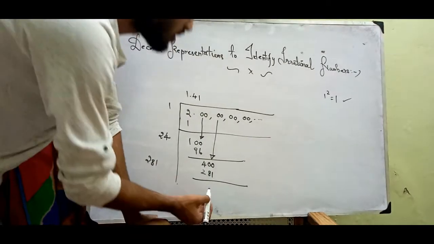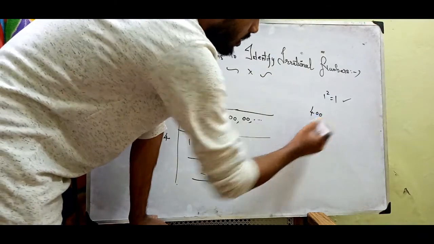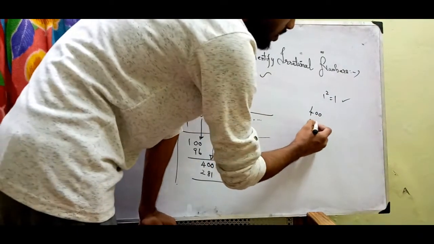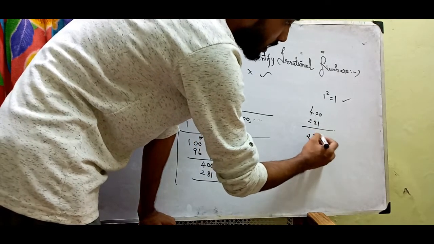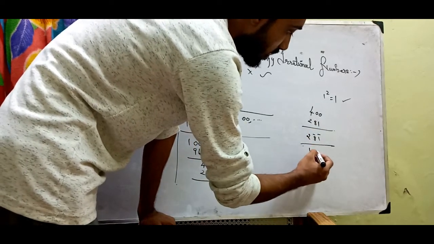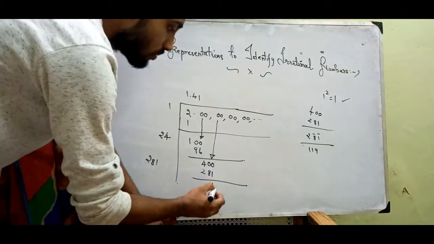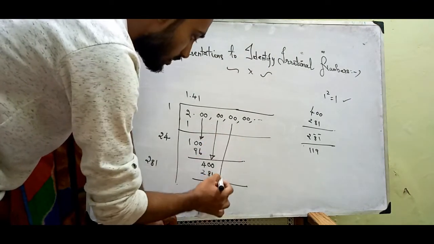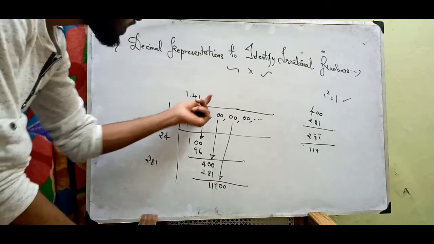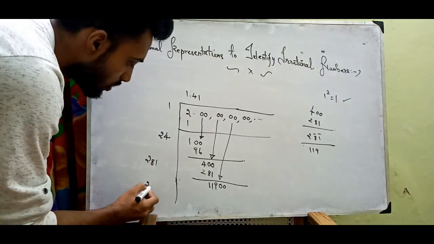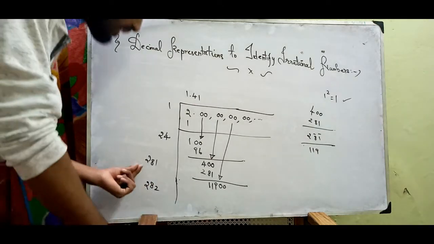So what is the next remainder? If possible, I'll tell you the shortcut trick for how to subtract easily. So 4 minus 2 is 2, this is 8 bar, and this is 1 bar, and this goes 1 and 1 and 9. So 119, and these 2 zeros come down. Now 281 plus 1 is 282. Got it?